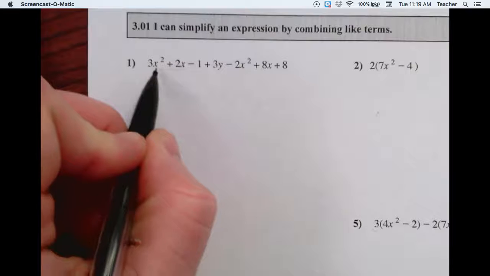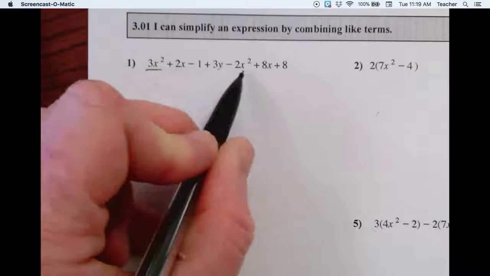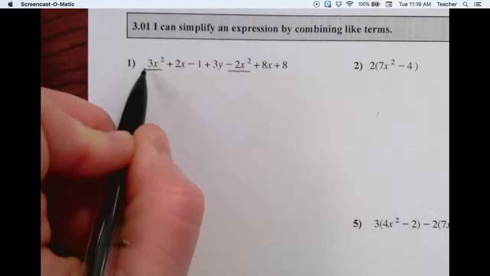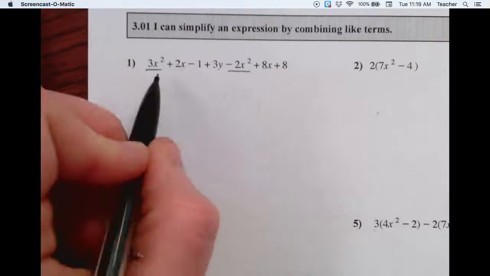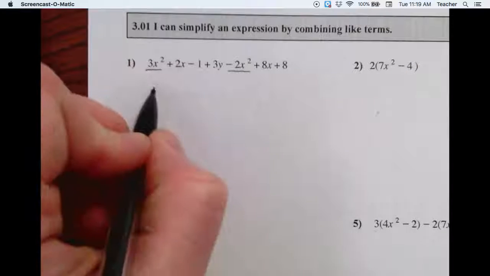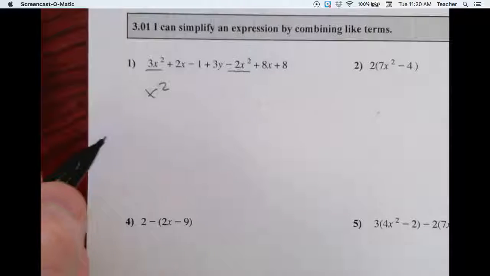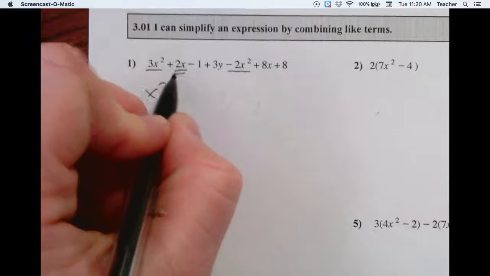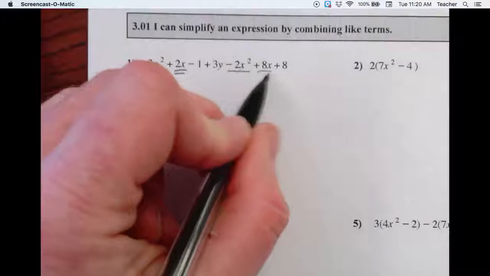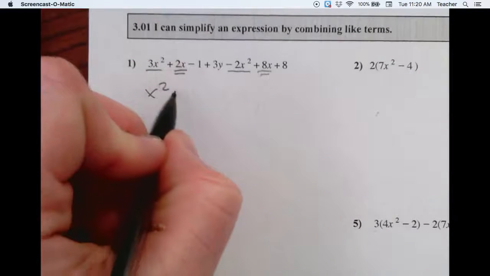I have 3x squared. Do I have another x squared? Yes. So I have 3x squareds and 2 negative x squareds. So 3 minus 2 is just 1 x squared. Now I've got a 2x. See if I have another x. Plus 8x. That's 10 of them.